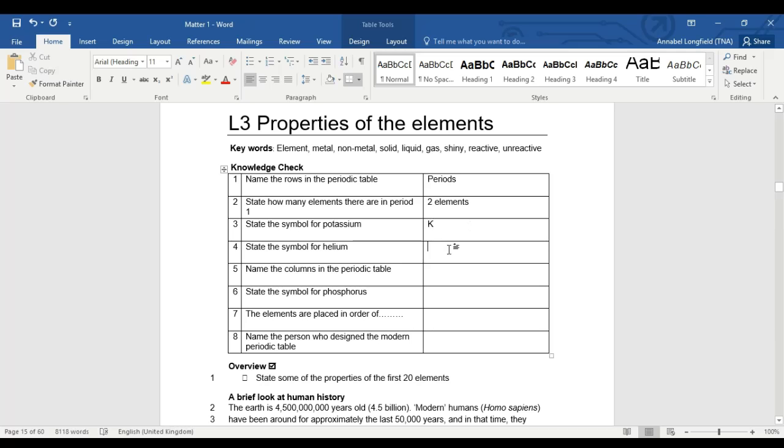For helium, the symbol then is He, and that first H needs to be a capital H and then a lowercase e. The columns are called groups. The symbol for phosphorus is capital P. Make sure that it is a capital. The elements are placed in order of atomic number.